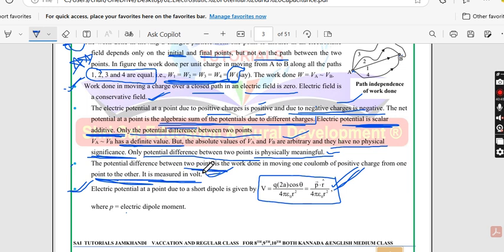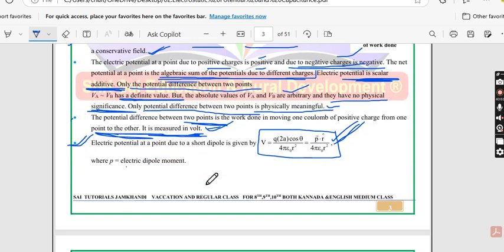The potential difference between the 2 points is the work done in moving 1 coulomb of positive charge from one point to the other. It is measured in volt. Points to be remembered: now I have derived the expression for electric potential at a point. It is a very important concept, you need to note it down.